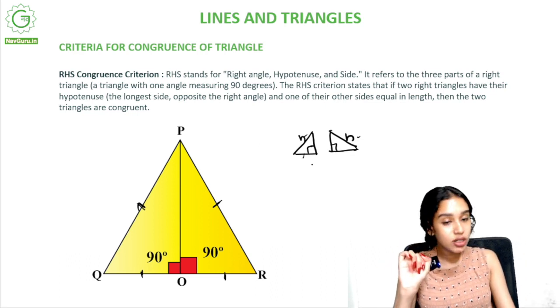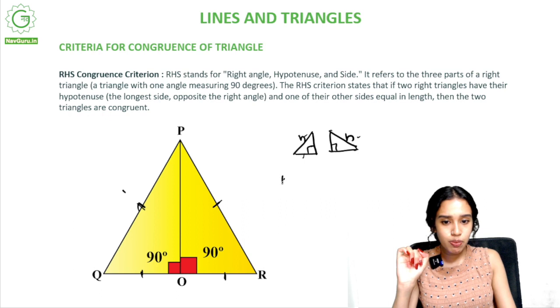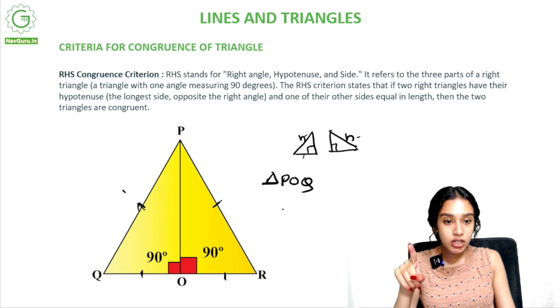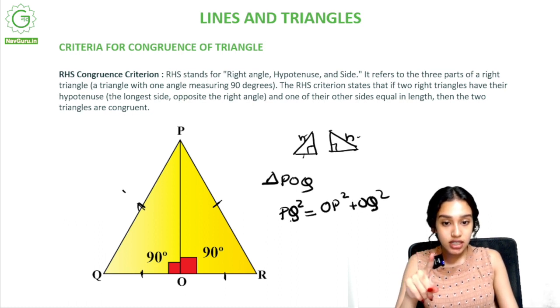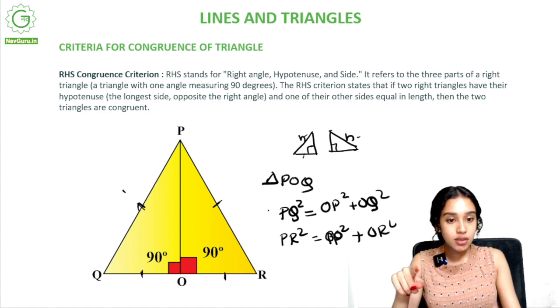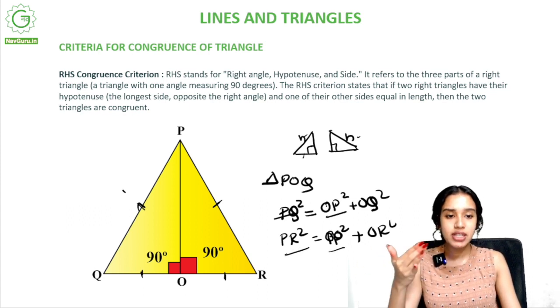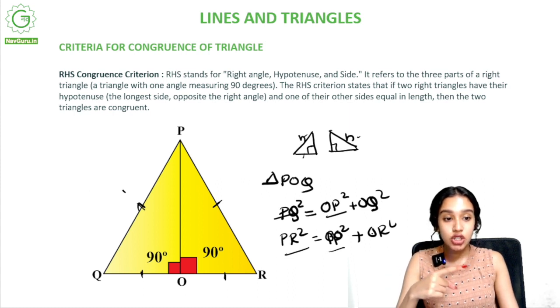How did this happen? We know that according to Pythagoras theorem, let's consider this triangle POQ, right? For triangle POQ, the hypotenuse is PQ, so PQ square would be equal to OP square plus OQ square. Now, in the next triangle POR, PR square would be equal to PO square, that is OP square, plus OR square. Here PQ and PR are equal in length and OP is common for both.